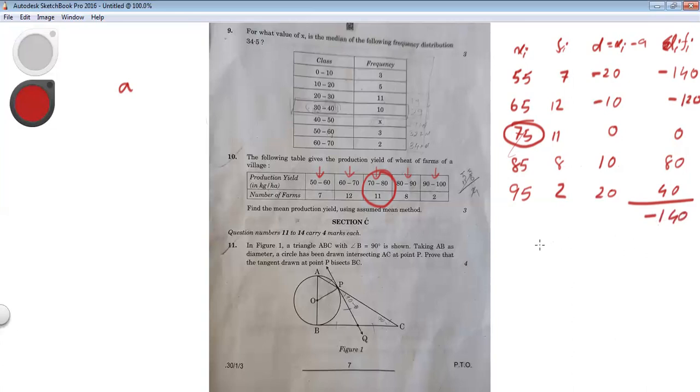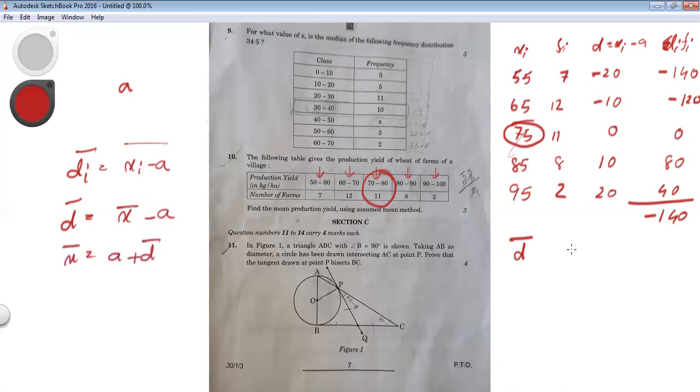All right. Now what you need to find is d bar, that is the mean of the deviation. So how do we find it actually? See, di equals xi minus A. So if you take the mean on both sides, the formula is like this: d bar equals x bar minus A. Therefore x bar equals A plus d bar. Now the summation of di fi is minus 140, and d bar is summation di fi by summation of fi, which we want. So this is the summation of fi.